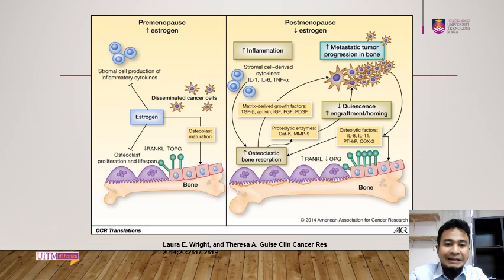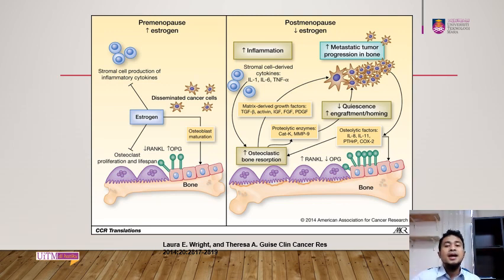So this is a diagram showing how it looks. This is in the normal situation, especially for women. It doesn't matter if it's postmenopausal or age-related osteoporosis. When the estrogen is high, what happens there? Estrogen blocks stromal cell production of inflammatory cytokines, and osteoclast proliferation and lifespan are reduced, and it reduces the RANKL. These are two compounds that trigger, or accelerate, the bone reabsorption.